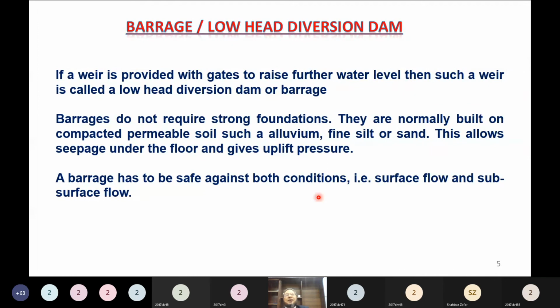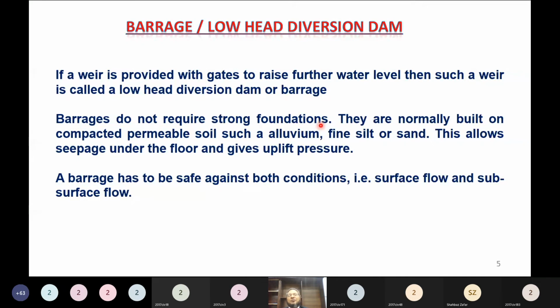Now we have to discuss barrage, a low head diversion dam. So if a weir is provided with gates, and the ponding achieved by the gates is more than that achieved by the crest of the weir, to raise the water level further, then such a weir is called a low head diversion dam or barrage. Is it okay, ji?